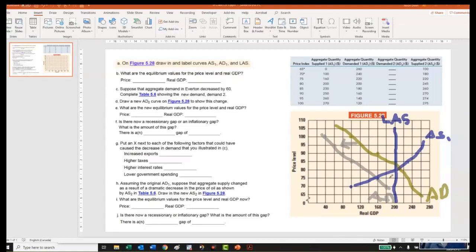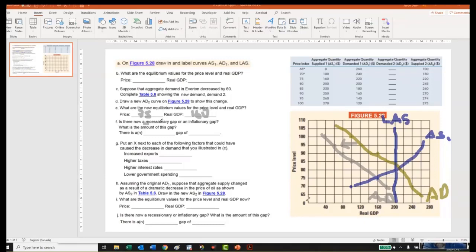So what would the equilibrium be now? Anyone want to type that in the chat? I think it should be 75 and 160, right? Does everyone agree? Good. So that'll be the new equilibrium price and quantity: 75, 160.